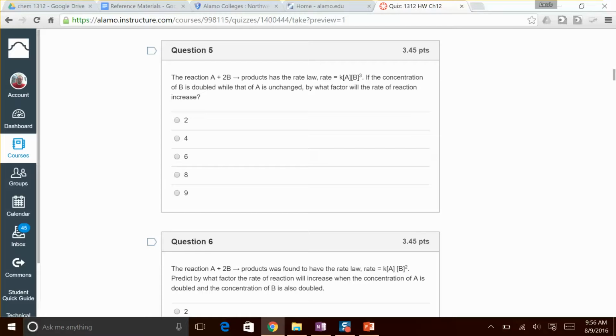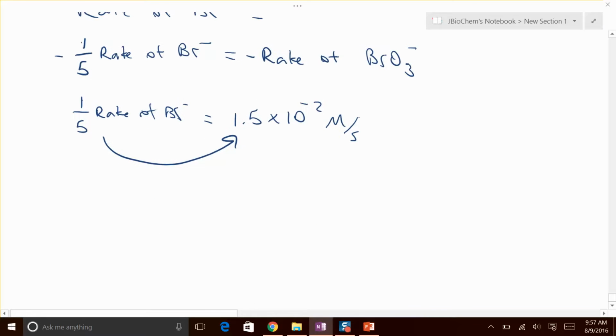So remember for a rate law, if the concentration of B is doubled while that of A is unchanged, by what factor will the rate of the reaction increase? So here they give you the rate law, which means that they told you the orders of the reactants. If you get a question like this, you could actually put numbers in there, and that's one of the best ways to make sure you're getting the right answer. So rate equals K times the concentration of A times the concentration of B cubed.